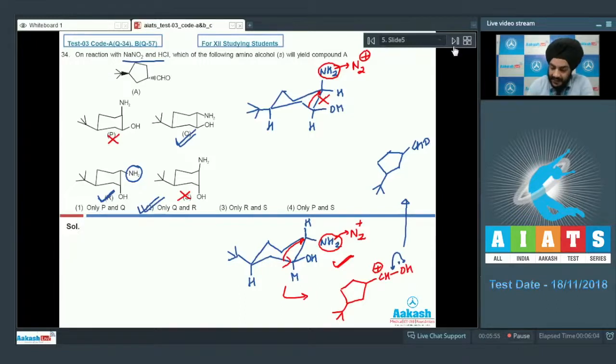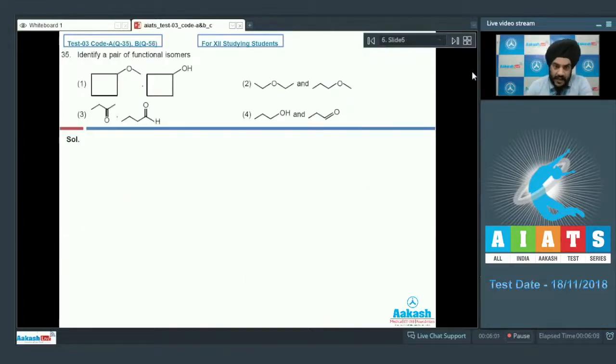Let us look at question number 35. Identify a pair of functional isomers. So students, starting with the first option, the species given in the first option are not isomers as they have different formula. Okay. Looking at the second option, they are isomers, but both of them are ethers. They are metamers as the alkylation is different, but they are not functional isomers.